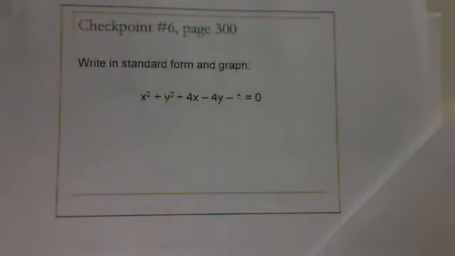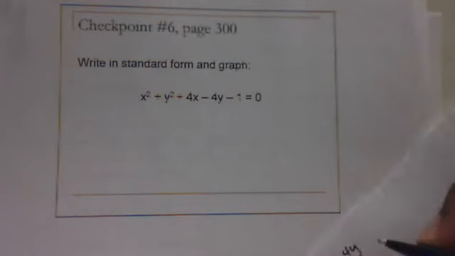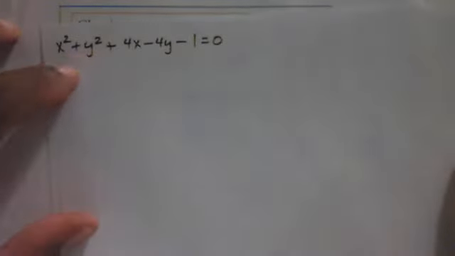So here we got x squared plus y squared plus 4x minus 4y minus 1 equal to 0. I'm just rewriting this so that you can see how this is going to be done. x squared plus y squared plus 4x minus 4y minus 1 is equal to 0. The first thing I'm going to do here is group all the x's, and group all the y's, and then move the constant over to the opposite side.